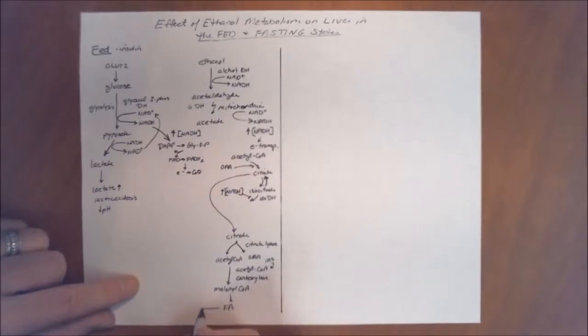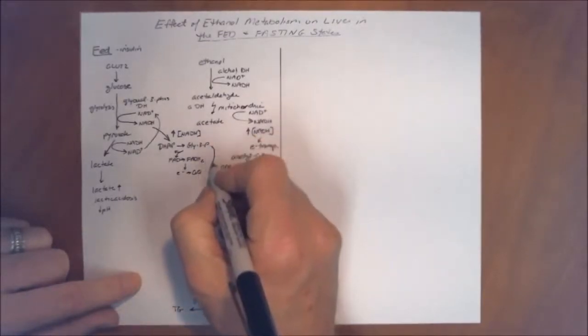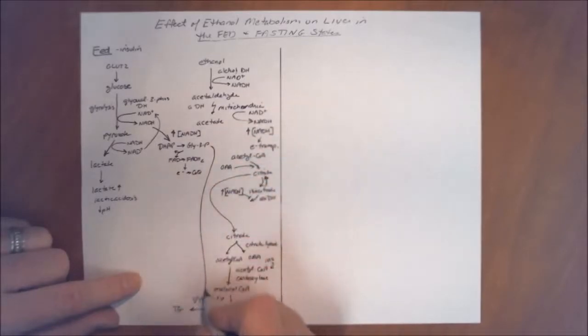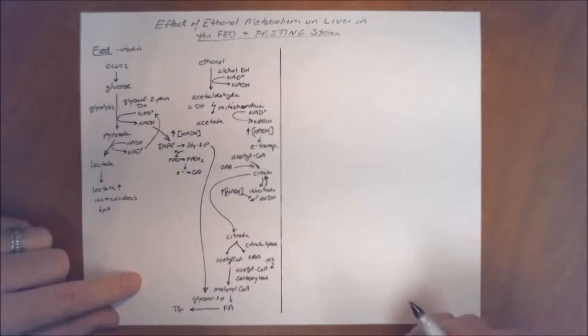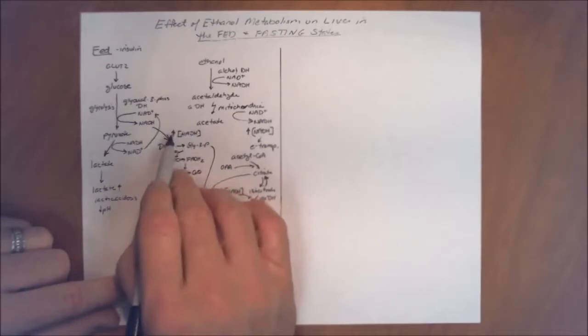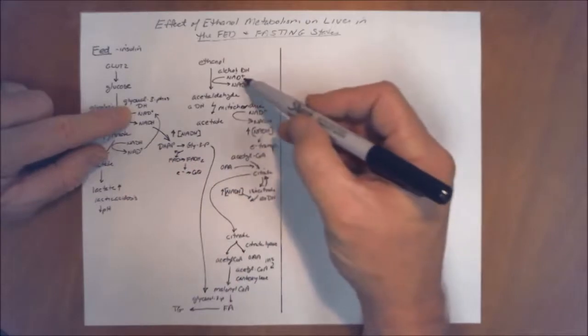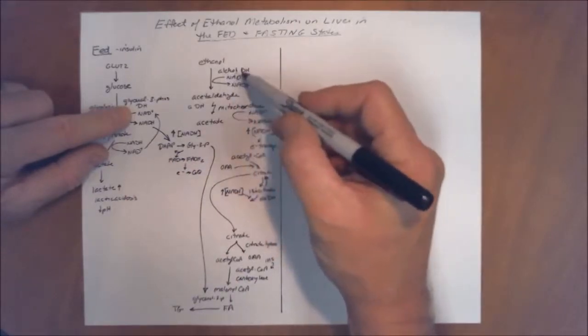The fatty acids, of course, will be combined into triglyceride structures. Now recall, we need a backbone for triglyceride, and that backbone is going to be the glycerol 3-phosphate molecule. We have excess glycerol 3-phosphate. We have excess because we have high levels of NADH in the cytoplasm generated from glyceraldehyde 3-phosphate and the oxidation of alcohol by alcohol dehydrogenase.